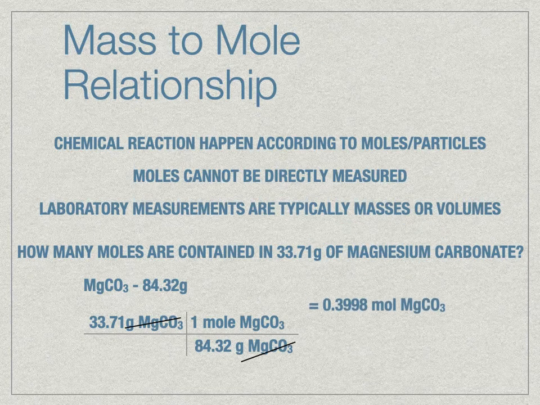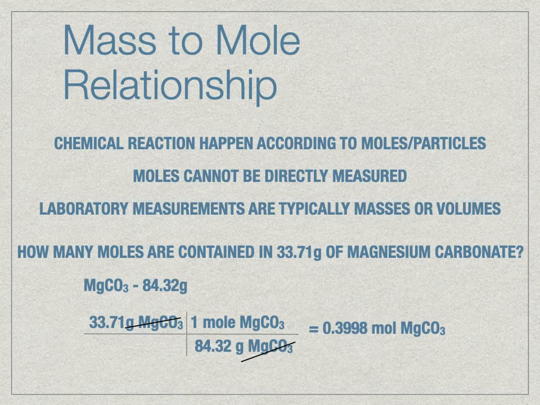And so if you did that, we have 4 sig digs in both of our numbers, so we'd expect 4 sig digs in the answer, 0.3998 moles of magnesium carbonate. And again, you want to think about this one as well in terms of, does that number make sense?